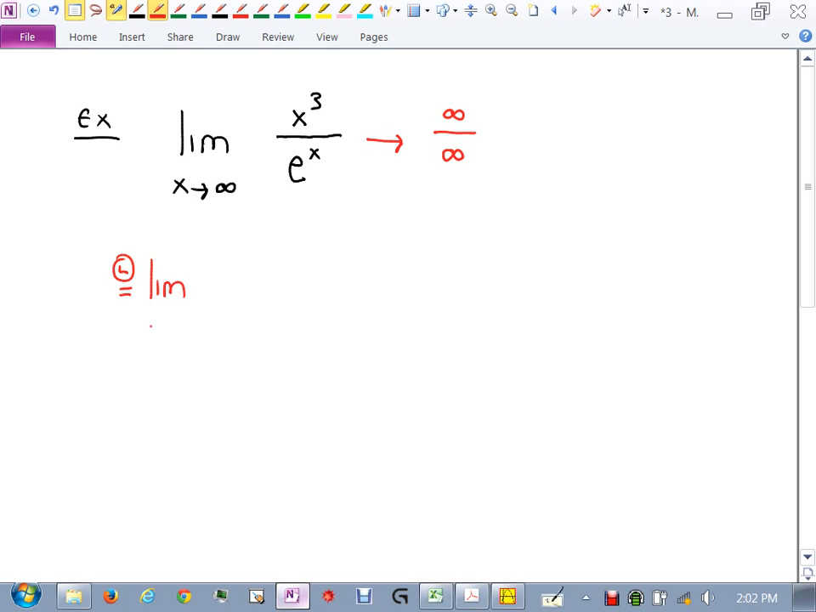But now I need derivatives. So what is the derivative of x cubed? 3x squared. What is the derivative of e to the x? Itself, e to the x. And that's it, right?